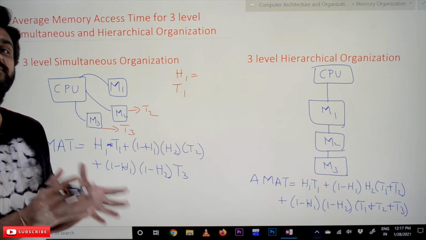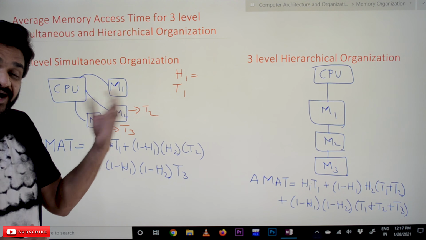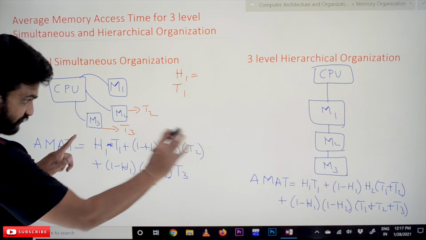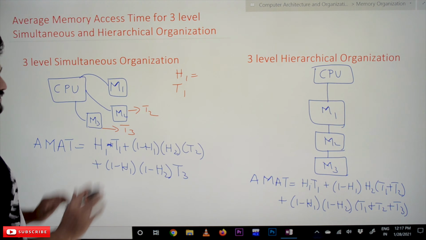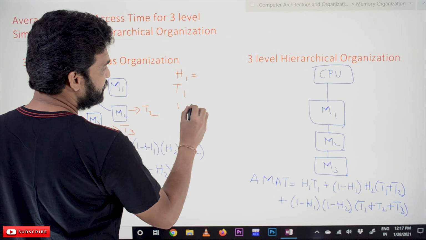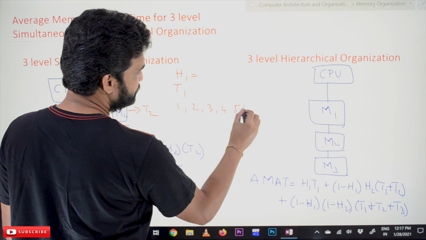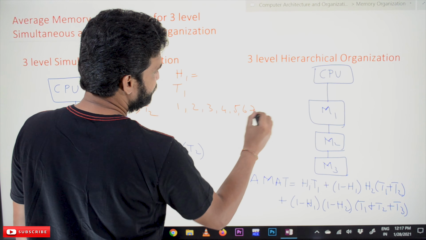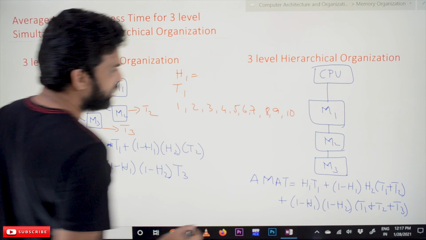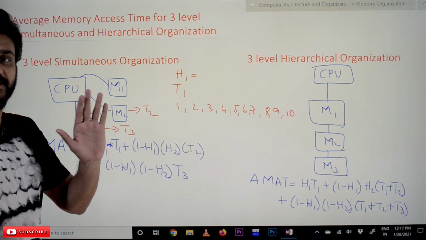How can we say that we are going to get the average memory access time? We'll try to understand how this formula works with an example. For example, if we have 10 memory requests, 1 2 3 4 5 6 7 8 9 10, we will see how this formula gets the average memory access time.